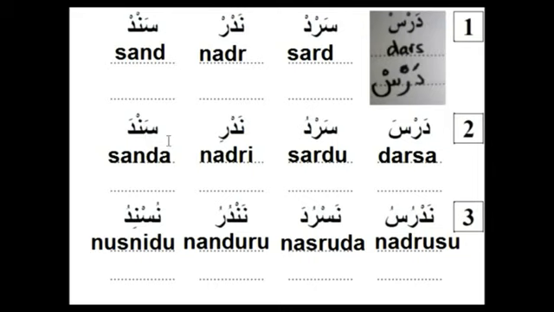N. Sen. Senda. Senda. If it had a short vowel, it could have been senada, or senuda, or senida. The sukoon makes it just n. The sound noon makes, n. Senada.